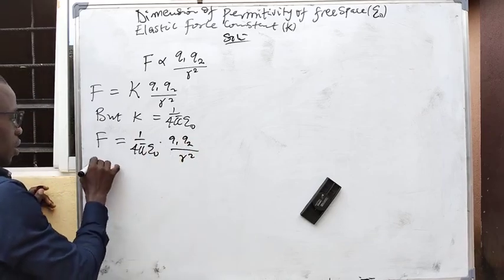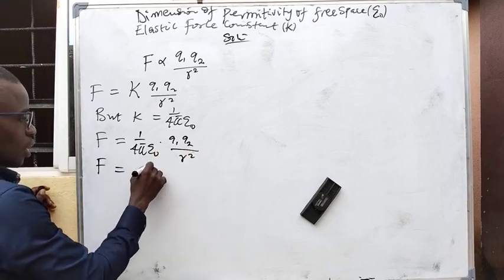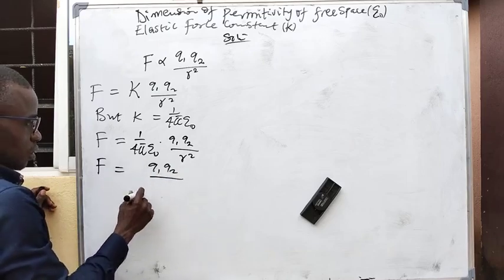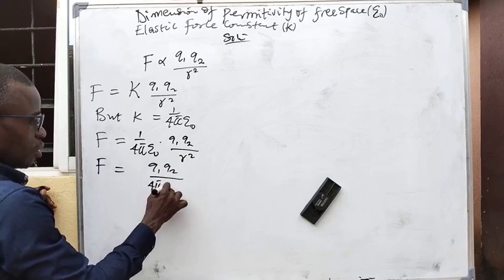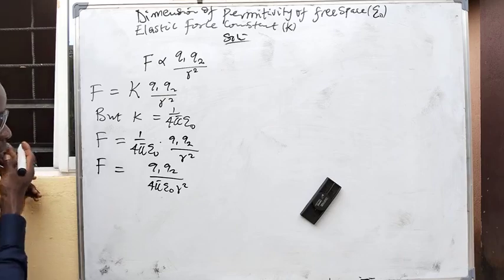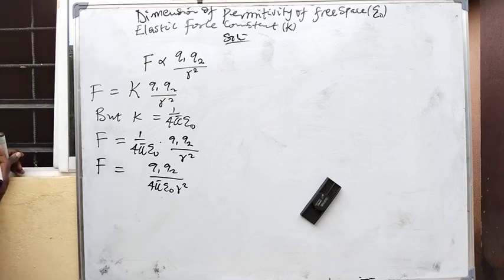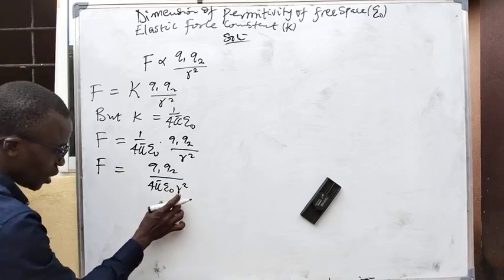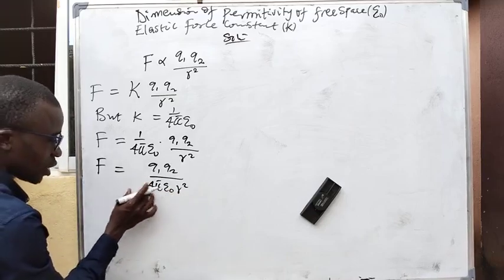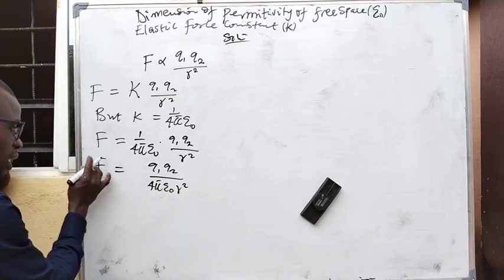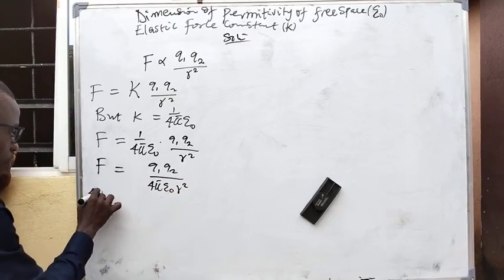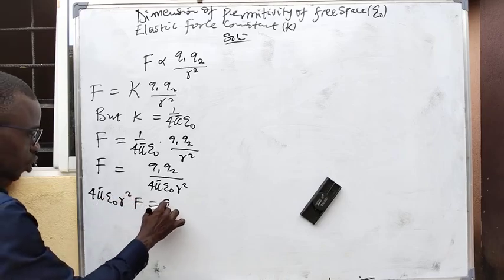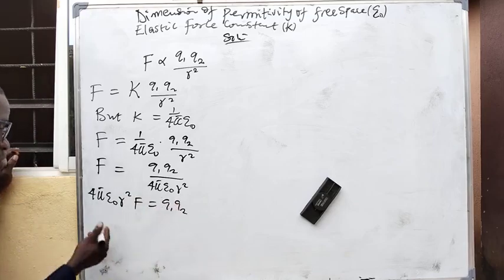So if we do the normal multiplication, we are going to have Q1, Q2 all over, this times this, 4 pi epsilon naught R squared. Okay, so what are we looking for now? We are looking for epsilon naught, so we can possibly cross multiply. Carry this here, bring this one down. Or if you don't know how to do it that way, just carry it like this. This times this will give us 4 pi epsilon naught R squared times F is equals to Q1, Q2. So this is the elementary way of doing it.